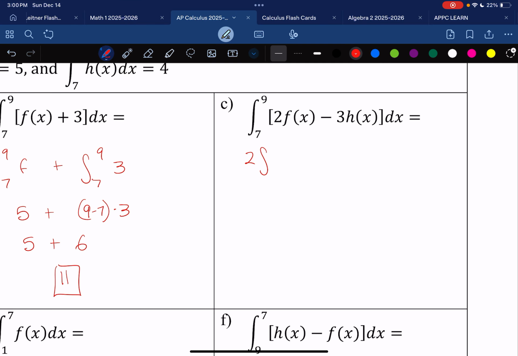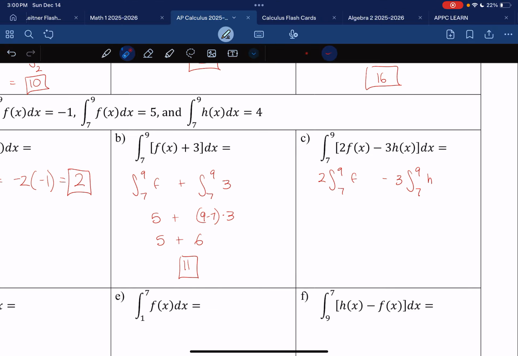You're going to say the bounds are between 7 to 9 of f, minus, again, the 3 is going to come out in front. The bounds are still 7 to 9 of h. And both of those are fully defined, right? Between 7 and 9 of f, it tells us the integral is 5. So this is going to be 2 times 5, which is 10. Minus, okay, and then what about 7 and 9 of h? 7 and 9 of h is 4, so we can come over here and say 3 times 4, and 3 times 4 is 12. When I subtract those two, I get negative 2.